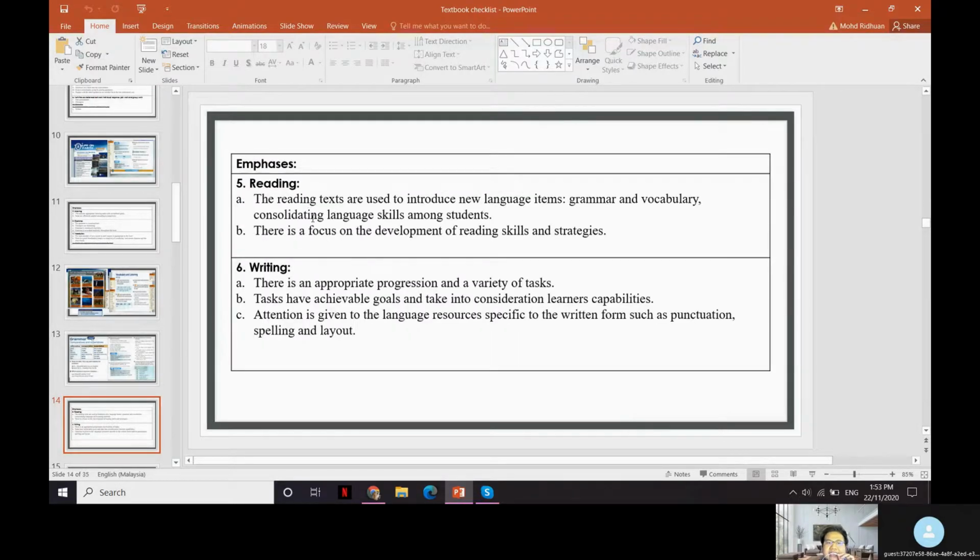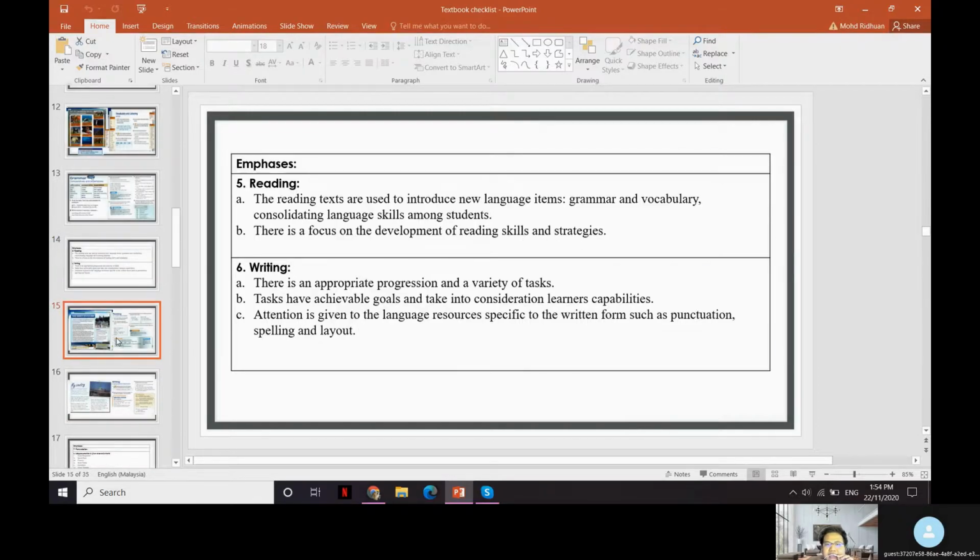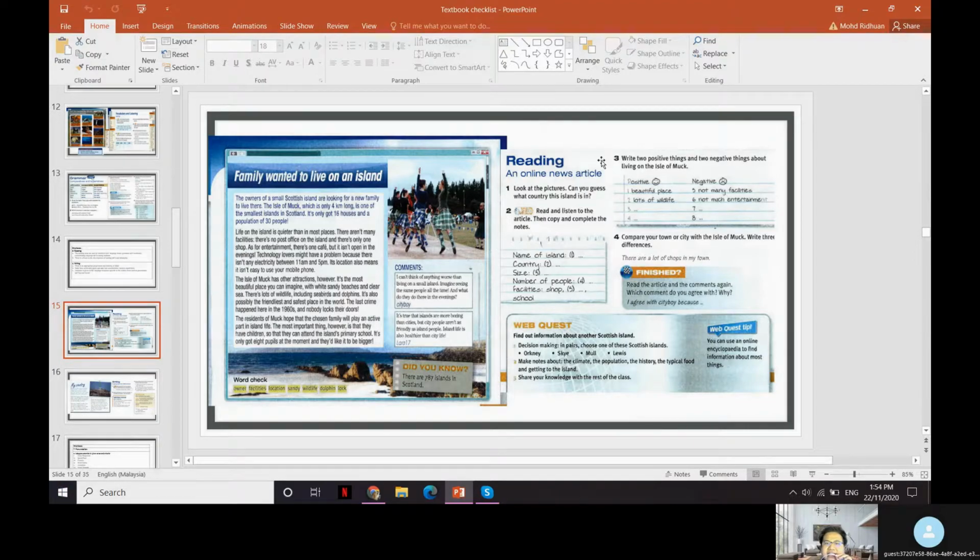For reading skills, the reading texts are used to introduce new language items such as grammar and vocabulary, consolidating skills among students in terms of language skills. There is a focus on the development of reading skills and strategies. This is a screenshot of the reading activity in the textbook. As we can see, the activities help students to practice their reading skills, and the text provided is very interesting.